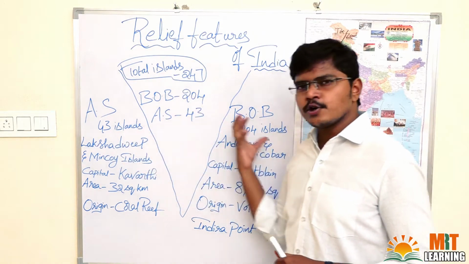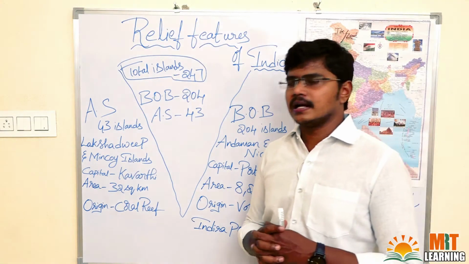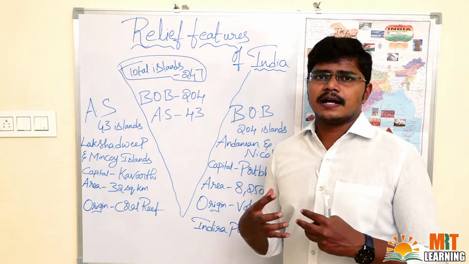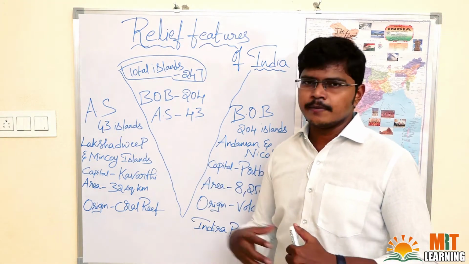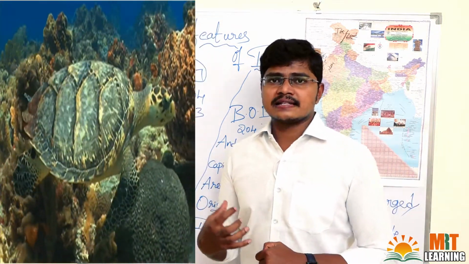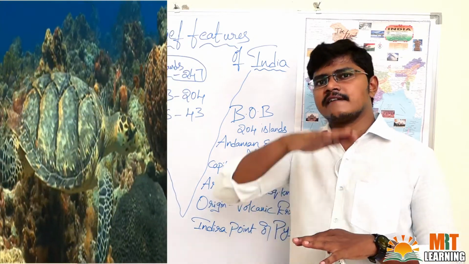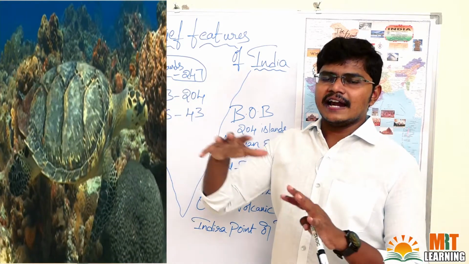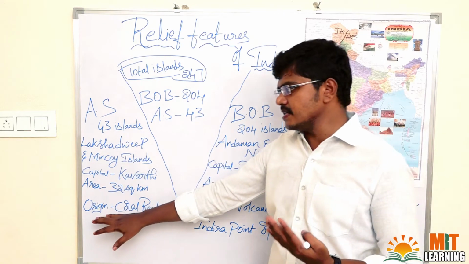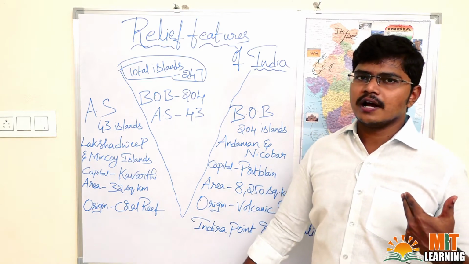Next, what is the origin of these two island groups? The origin of Lakshadweep Islands is coral reef. Coral reef means nothing but dead plants and animals. In the Arabian Sea, at sea level also, we can see different flora and fauna, plants and animals. Those dead plants and animals, their fossils, all come together and form a layer on the water, forming a land part, and it is called Lakshadweep. That is the origin of coral reef. Coral reef means fossils of flora and fauna.